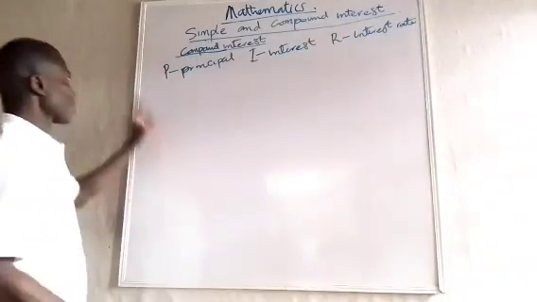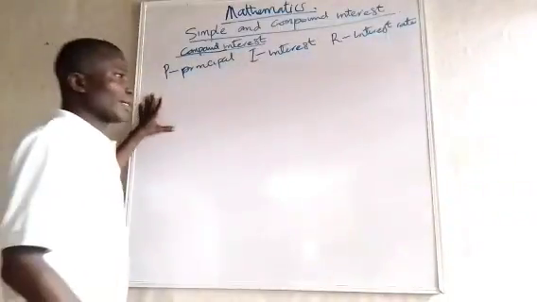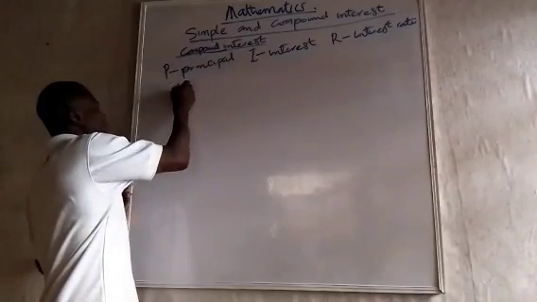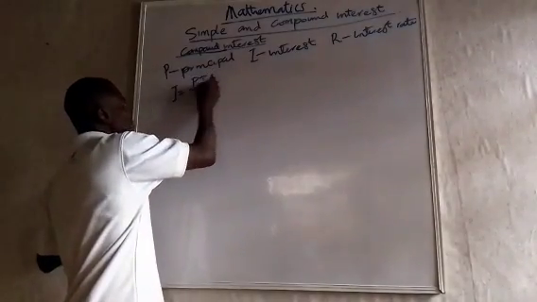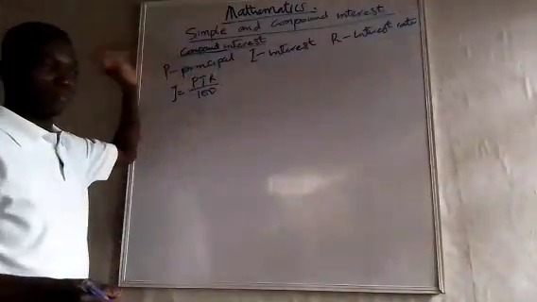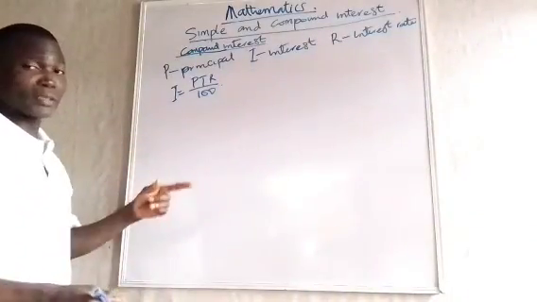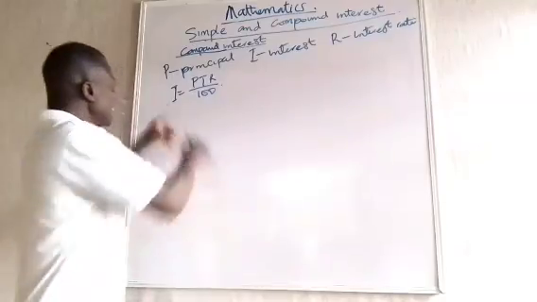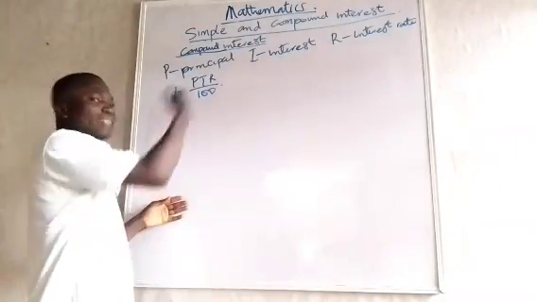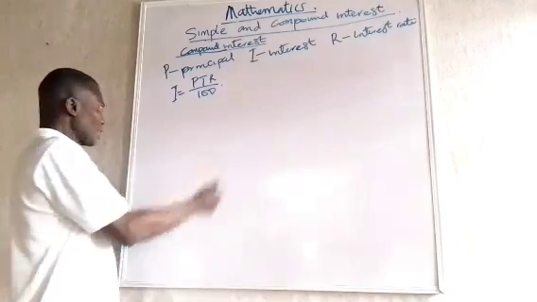How do I mean? You know in simple interest, we calculated interest by saying I equals principal times time times rate over 100. In simple interest, that is for the whole time. But in compound interest, when the time lapses, the interest that grows on it, you add to the principal for the next duration.